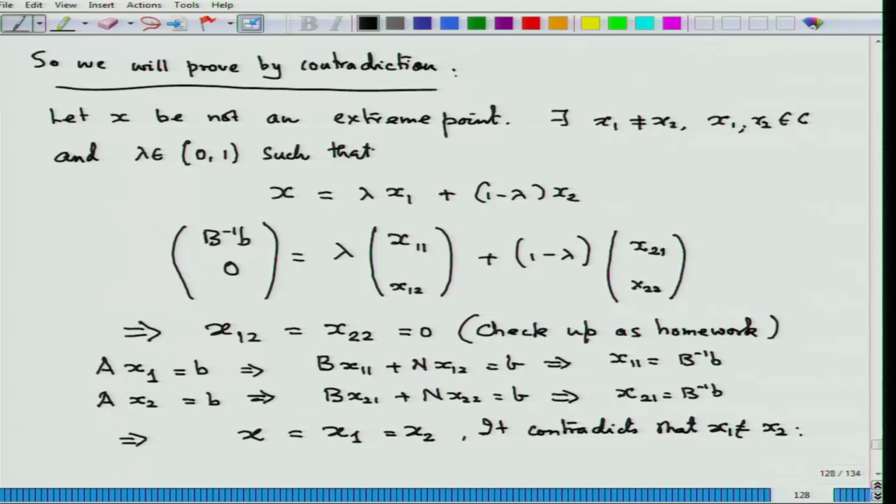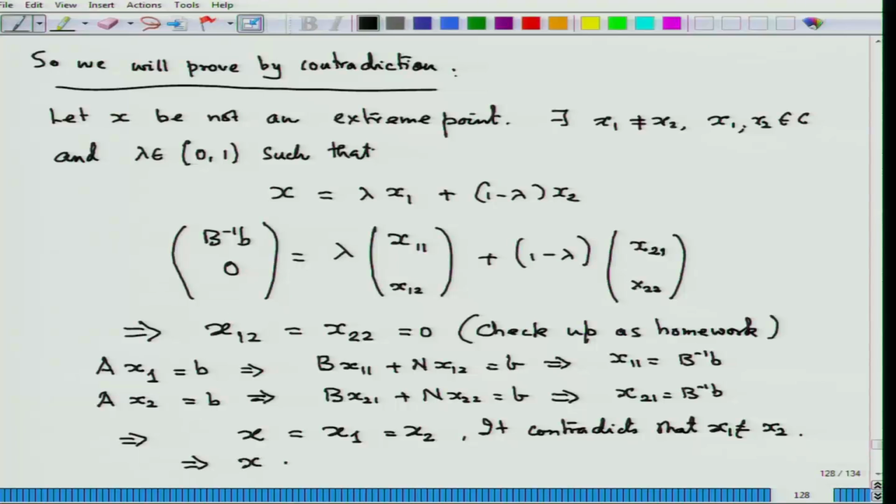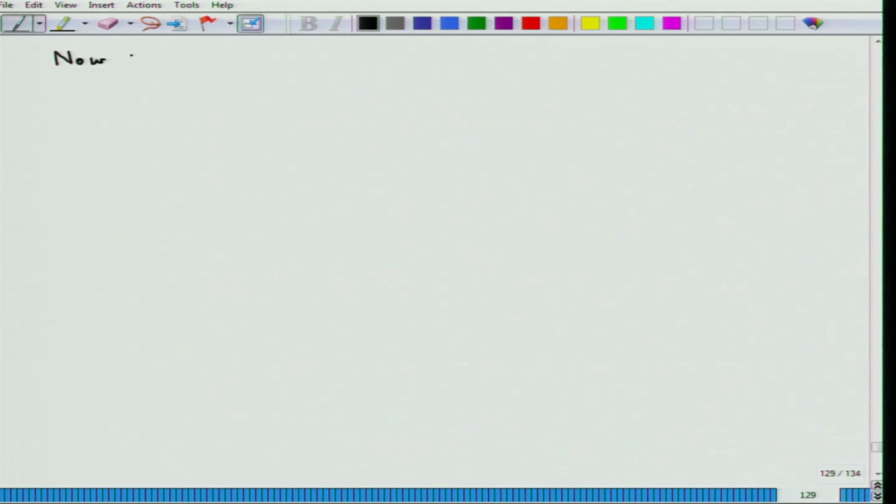And hence, it is an extreme point. So, this implies that x is an extreme point. The other part, the reverse, is slightly tricky. Now, for the reverse. Suppose x is an extreme point.